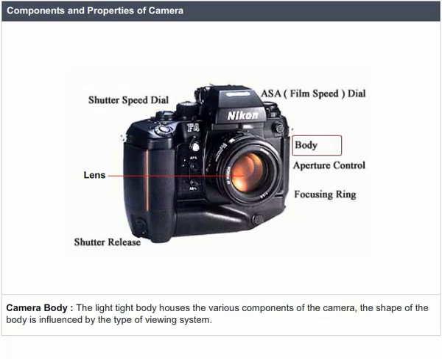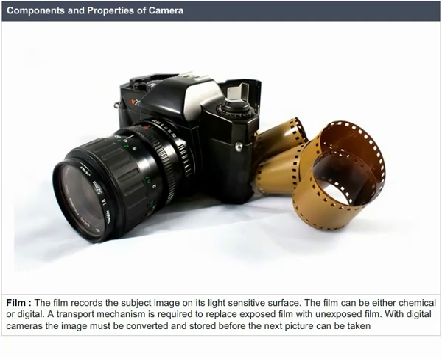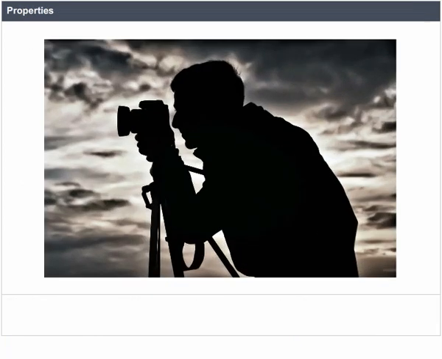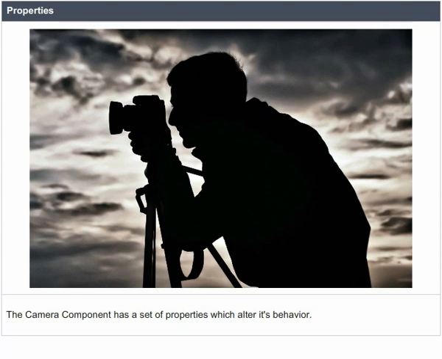Camera body. The light-tight body houses the various components of the camera. The shape of the body is influenced by the type of viewing system. Film. The film records the subject's image on its light-sensitive surface. The film can be either chemical or digital. A transport mechanism is required to replace exposed film with unexposed film. With digital cameras, the image must be converted and stored before the next picture can be taken. Properties. The camera components have a set of properties which alter their behavior.